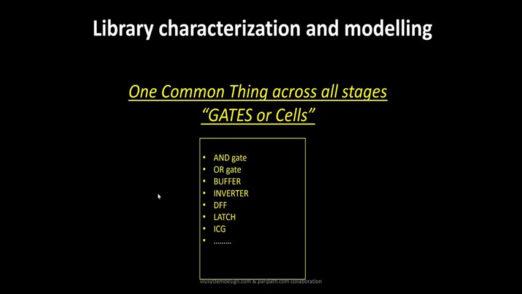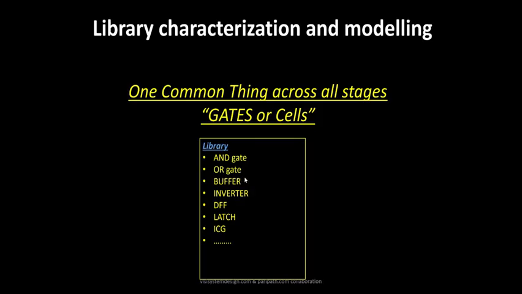And why is it so important? This collection of gates, if you place it in some area, that area is referred to as your library. So the question is, how do these stages use these gates? These gates have to be represented in such a fashion to the tools that the tools understand what they are. When we draw on paper, it's just a two input AND gate, a two input OR gate, and so on.